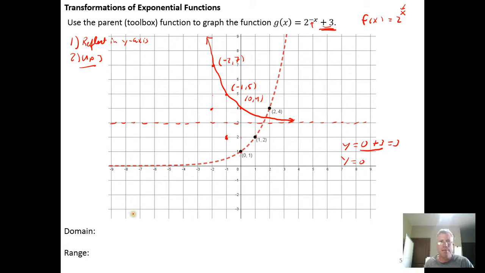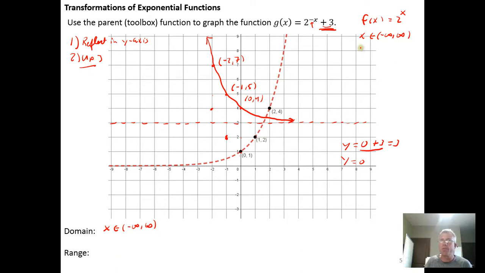So domain, again, because the domain of the toolbox function went from negative infinity to infinity. Here's my toolbox function. When I reflect, the only horizontal change that happened was a reflection on the y-axis. That isn't going to change anything. Put a negative on here, you get negative infinity. Negative infinity becomes positive infinity. X is still going to be running from negative infinity to infinity.